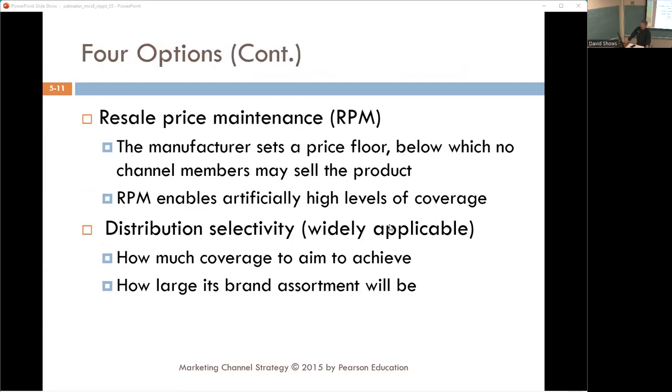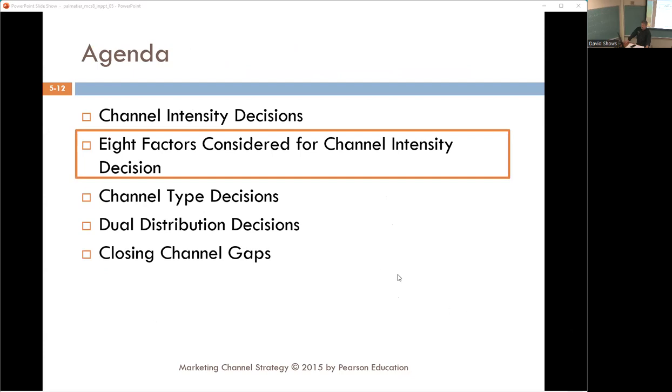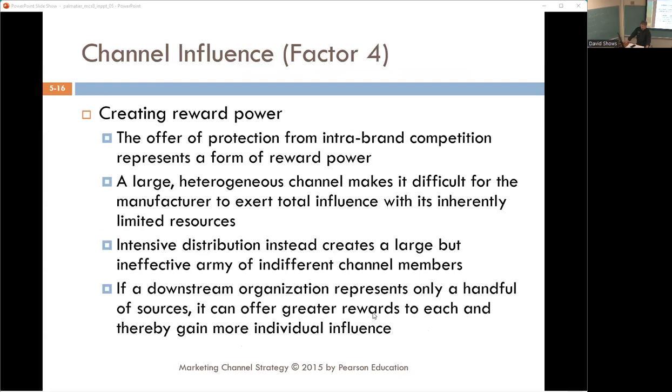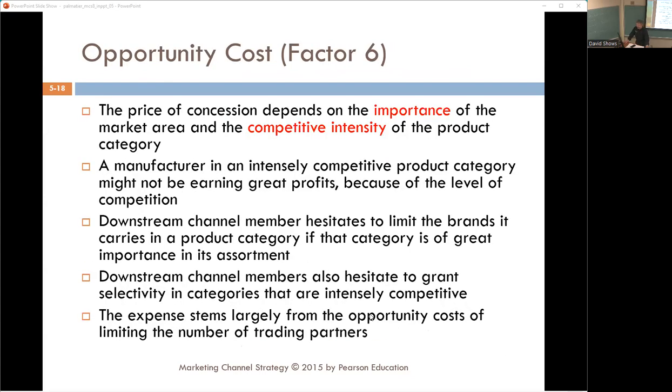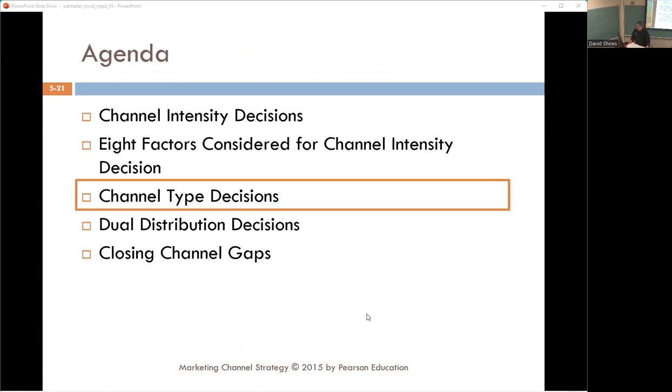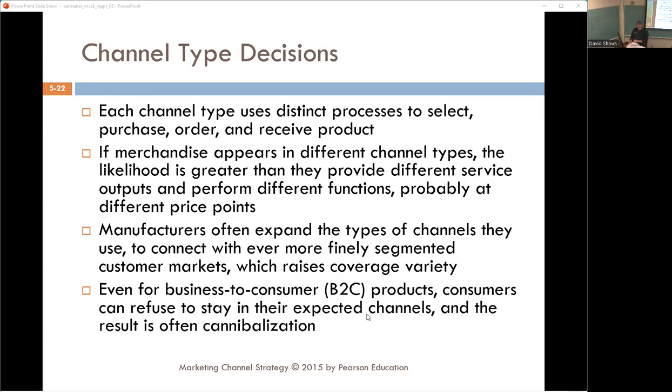So we talked about the big choices, intensity. Now we're going to talk about type. And then finally, we will talk about dual distribution. On Monday, we'll talk about how do we close the gaps. So, channel type.